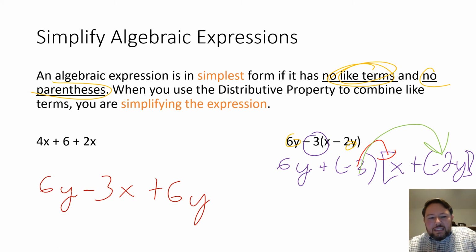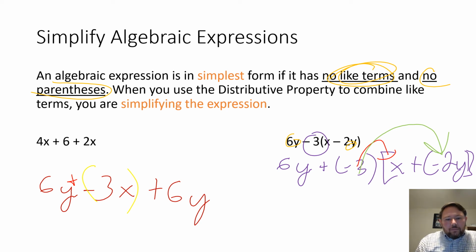So we have 6y minus 3x plus 6y. Okay. And now we got rid of the parentheses. Now we have to get rid of our plus signs. And remember, we could write this as -3x within parentheses and then have a plus sign just outside that parenthesis. That's another way we could do that.